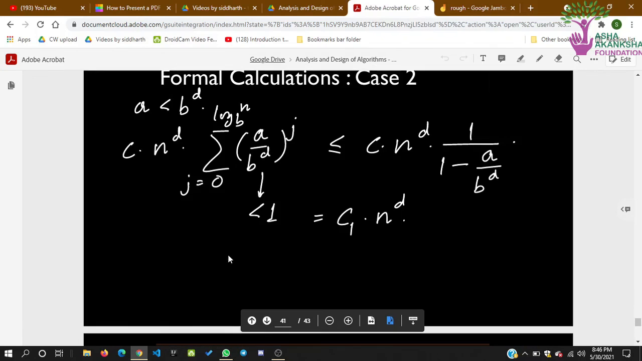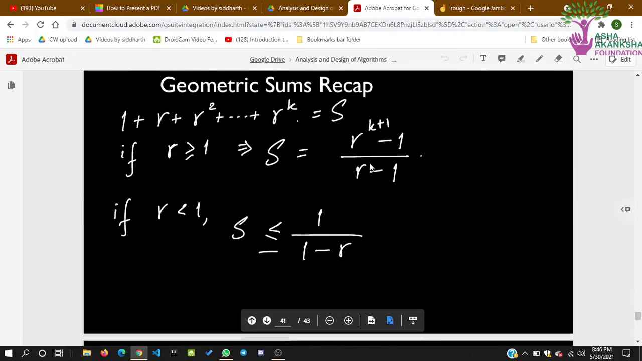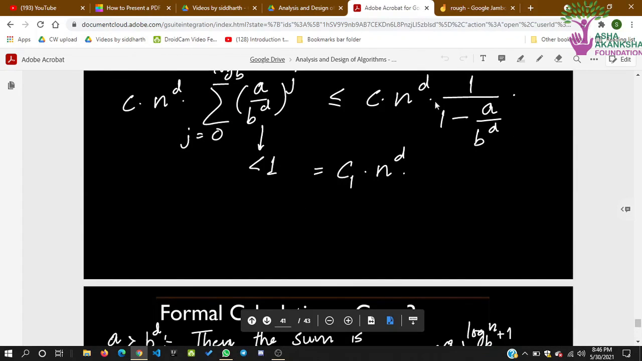Hence we can just say that we can keep this part the same, c into n raised to power d, but we can apply this 1 upon 1 minus a upon b raised to power d, where r is equal to a upon b raised to power d, and we can apply greater than or equal to because we use this thing. So c is a constant, and we accommodate both of them into a new constant c1, and hence this thing becomes c1.